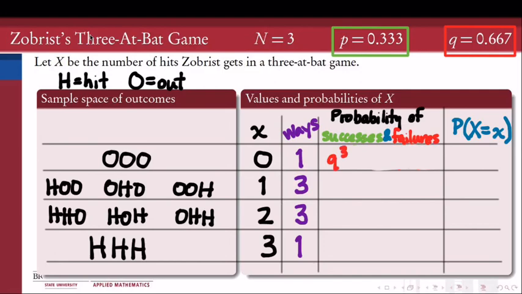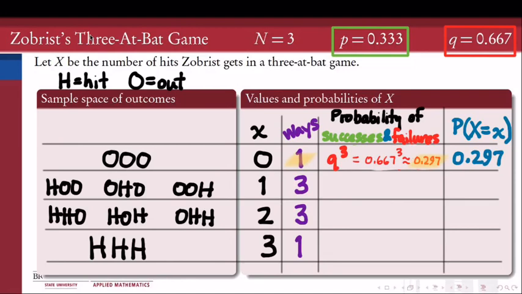And since Q, the probability of Zobrist not getting a hit, is .667, this Q to the third power is about .297. And since there's only one way to make this outcome happen in our sample space, the probability of him going 0 for 3 is 1 times that .297.